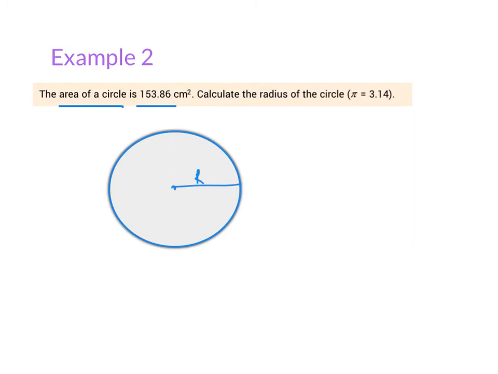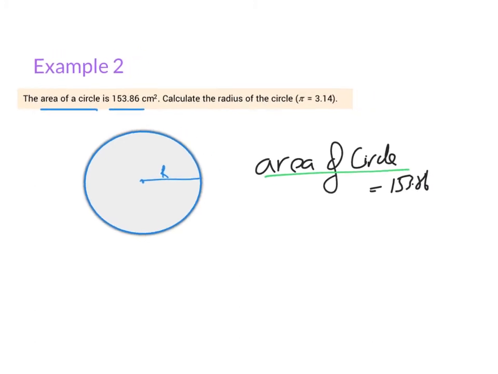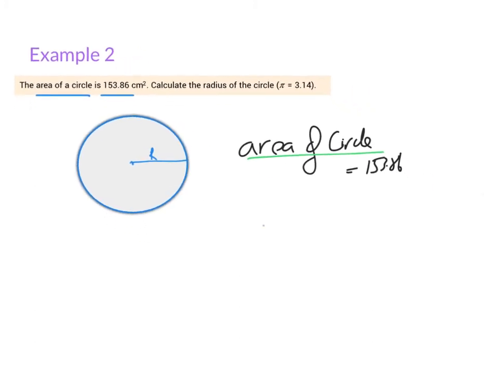So let's start it off. Area of circle equals 153.86. So step 1, write down your formula. I do have a formula for area of a circle and it is pi r squared. Okay, so pi r squared equals 153.86.